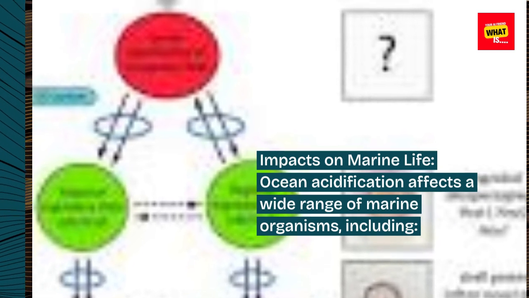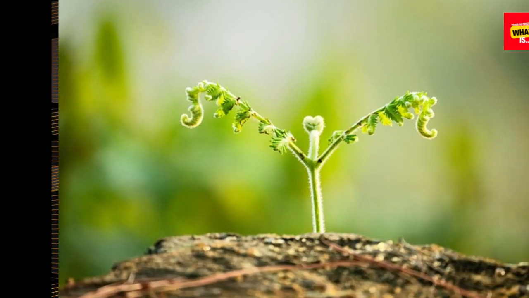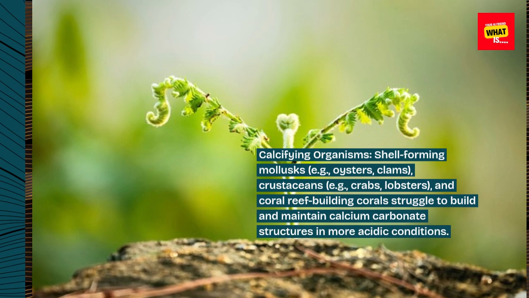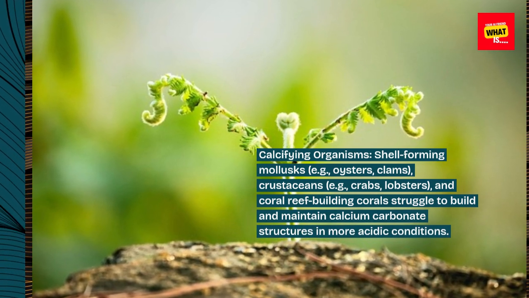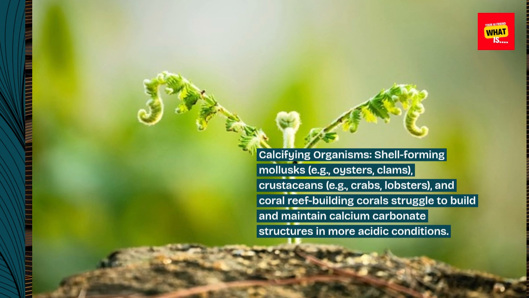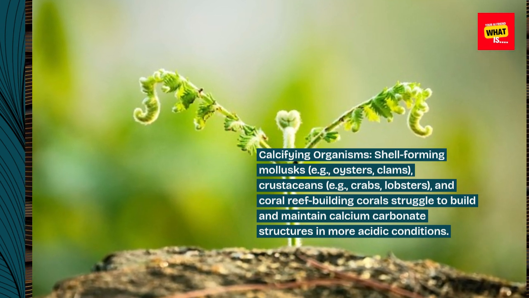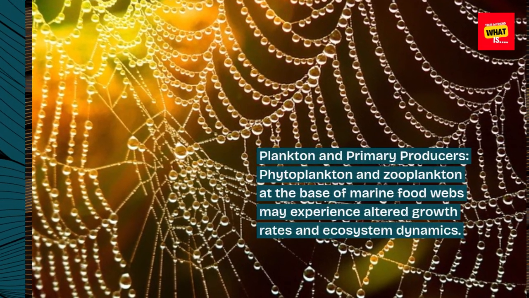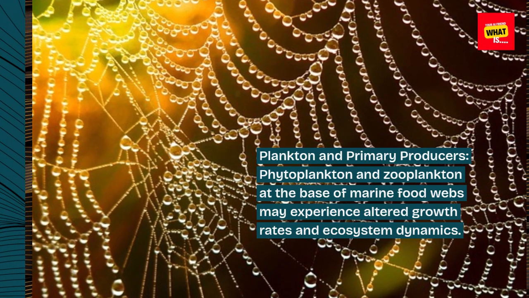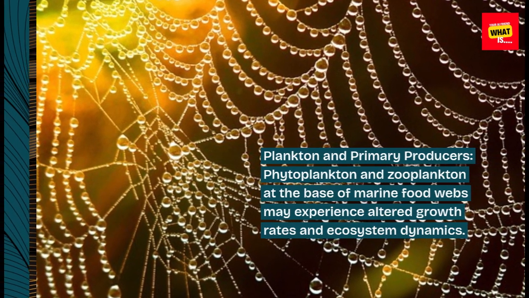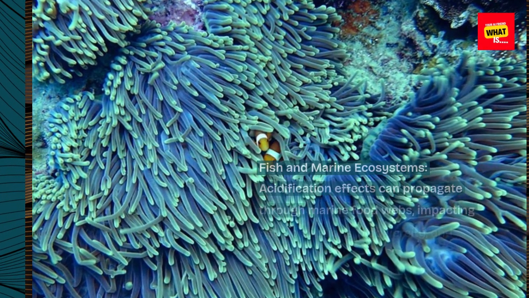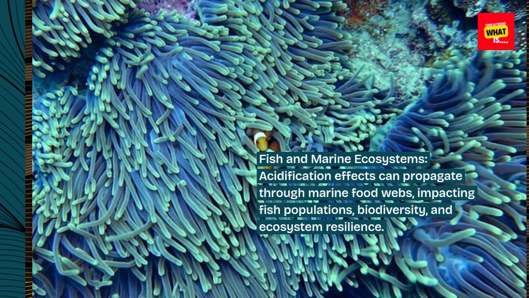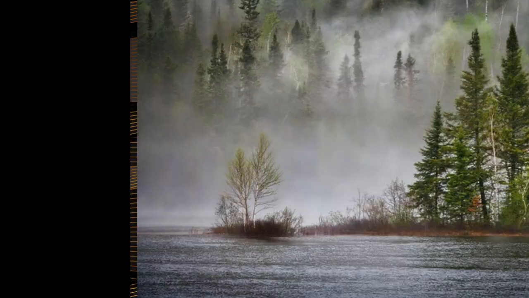Impacts on marine life. Ocean acidification affects a wide range of marine organisms, including calcifying organisms. Shell-forming mollusks, e.g., oysters, clams, crustaceans, e.g., crabs, lobsters, and coral reef-building corals struggle to build and maintain calcium carbonate structures in more acidic conditions. Plankton and primary producers. Phytoplankton and zooplankton at the base of marine food webs may experience altered growth rates and ecosystem dynamics. Fish and marine ecosystems. Acidification effects can propagate through marine food webs, impacting fish populations, biodiversity, and ecosystem resilience.